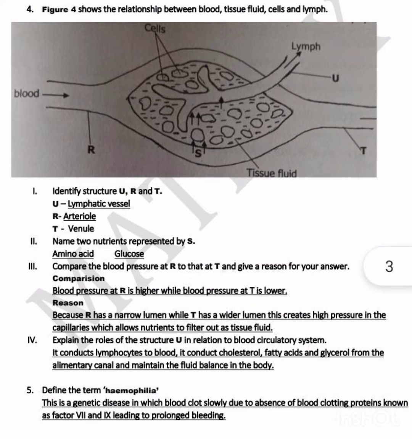Then Roman numeral 2: name 2 nutrients represented by S. So we have amino acids and glucose. Amino acids and glucose. Okay.